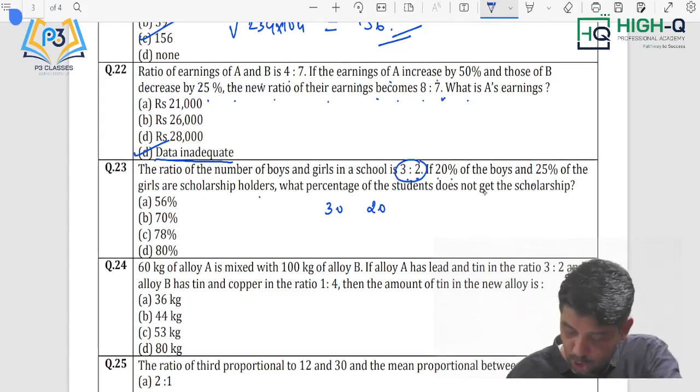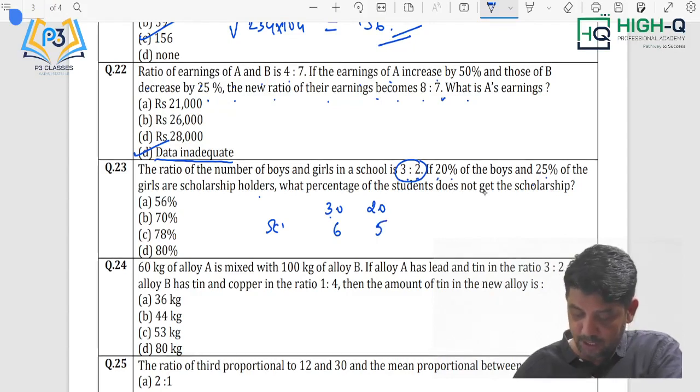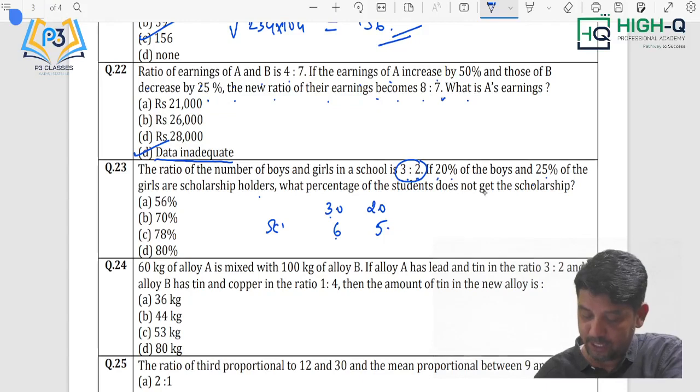How many of them are getting scholarship? Out of 30 boys, 20% of them are getting scholarship. That means 6 people out of 30 are getting it, and 25% of 20. What is 25% of 20, my dear? So these many boys and these many girls are getting scholarship. So how many of them are not getting scholarship?